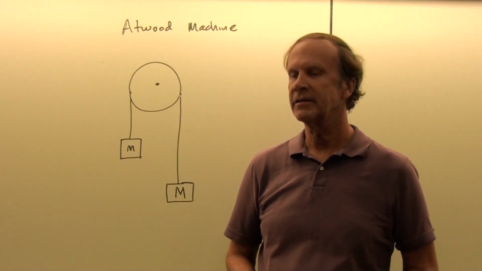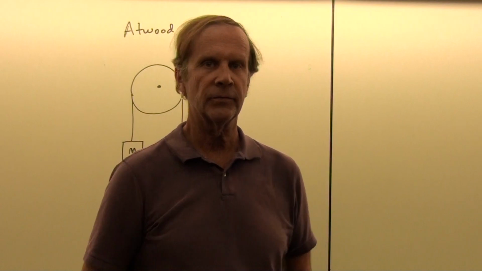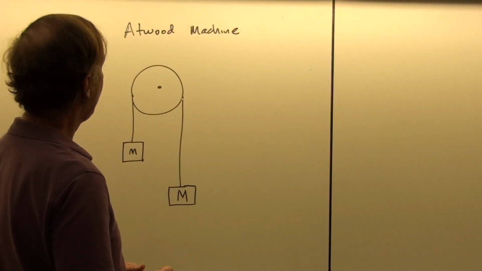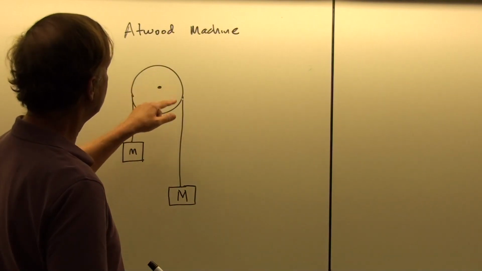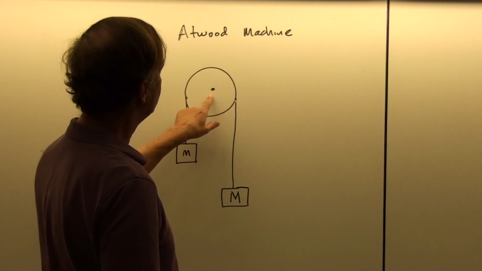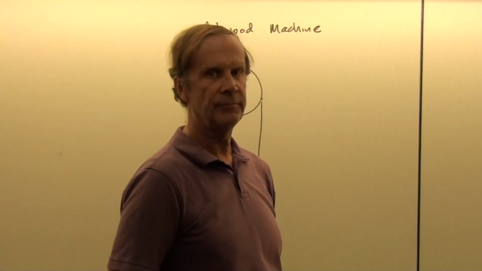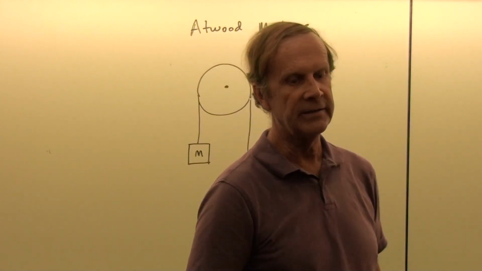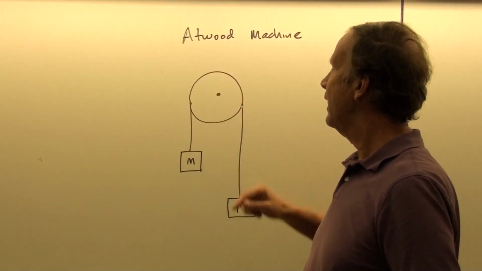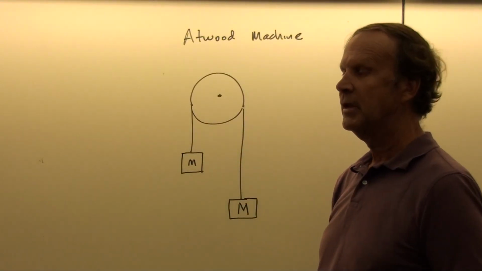All right, next I'd like to look at another two-body problem. In this one, we'll call it the Atwood machine problem. We have two masses that are hanging from what we'll call now a frictionless massless pulley. That's an idealized concept in which the friction is small and the mass is small relative to the other masses in the problem.